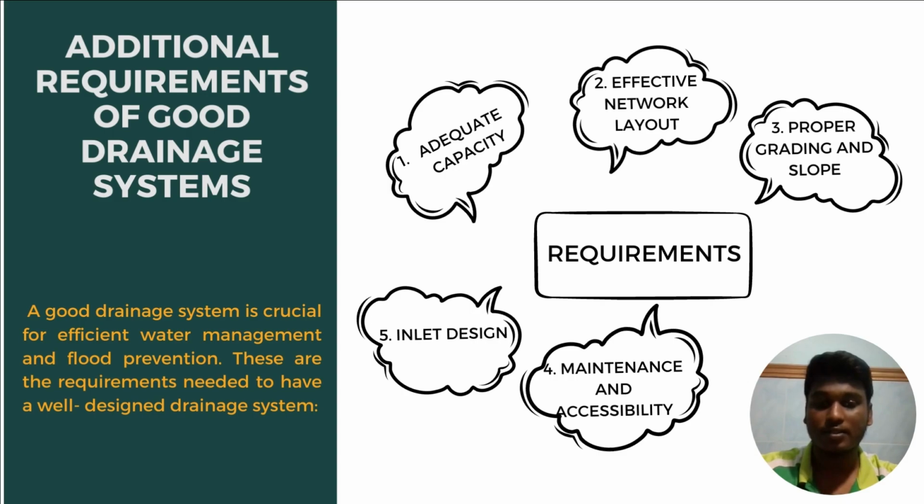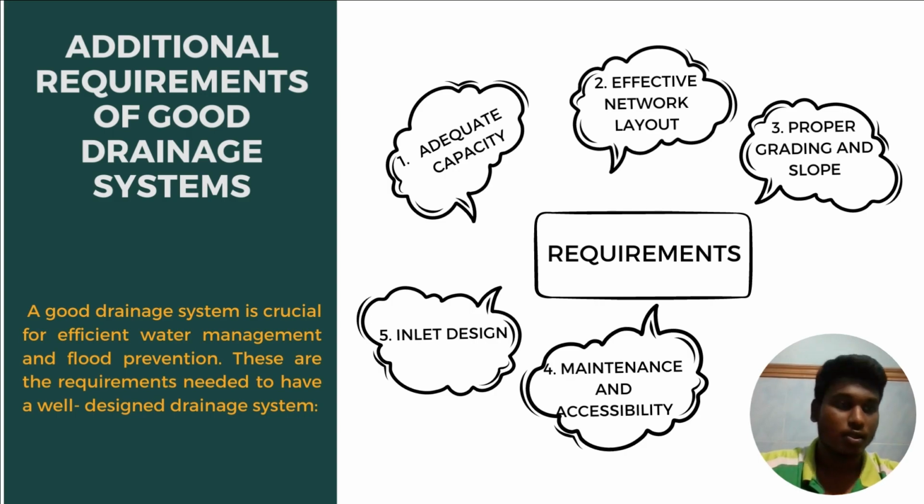For the inlet design, the last one, inlets such as grates and catch basins should be strategically located to capture surface runoff effectively. The design should consider factors such as inlet spacing, size, and shape to minimize the risk of clogging and maximize water intake capacity. So these are the five requirements that needed to be taken, or additionally can be taken, to have a good drainage system.